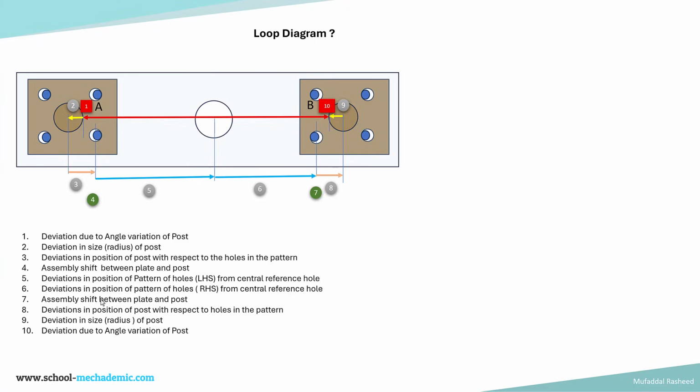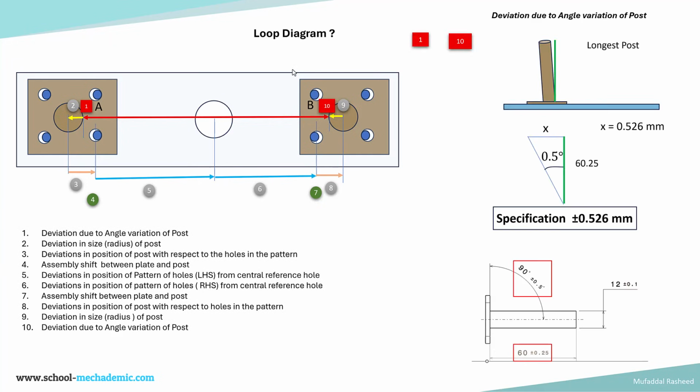Seventh is assembly shift between the plate and post on the right hand side, and eighth is deviation in position of the post with respect to the pattern of holes. Ninth is deviation in size, which is the radius of the post, again over here 9, and 10 is again angle variation of post. Now let's calculate for the specification number 1 and 10, which is the deviation in the gap due to the angle variation of the post.